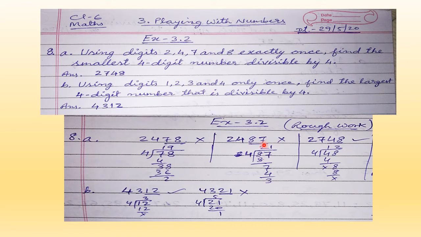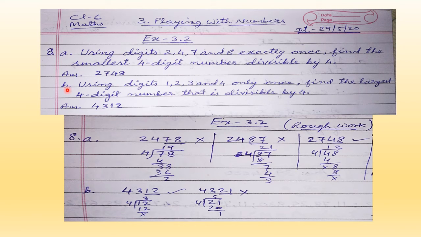Now we will form another number which will be the third smallest using these digits. The third smallest number using these digits will be, now 7 will take the 100 place, 2748. Now the number formed by the last two digits is 48. We will test this 48 by 4, and we saw that this is exactly divisible by 4. So 2748 is divisible by 4. Hence, the smallest number formed by using 2, 4, 7 and 8, which will be divisible by 4, is 2748. So that is how we get the answer.